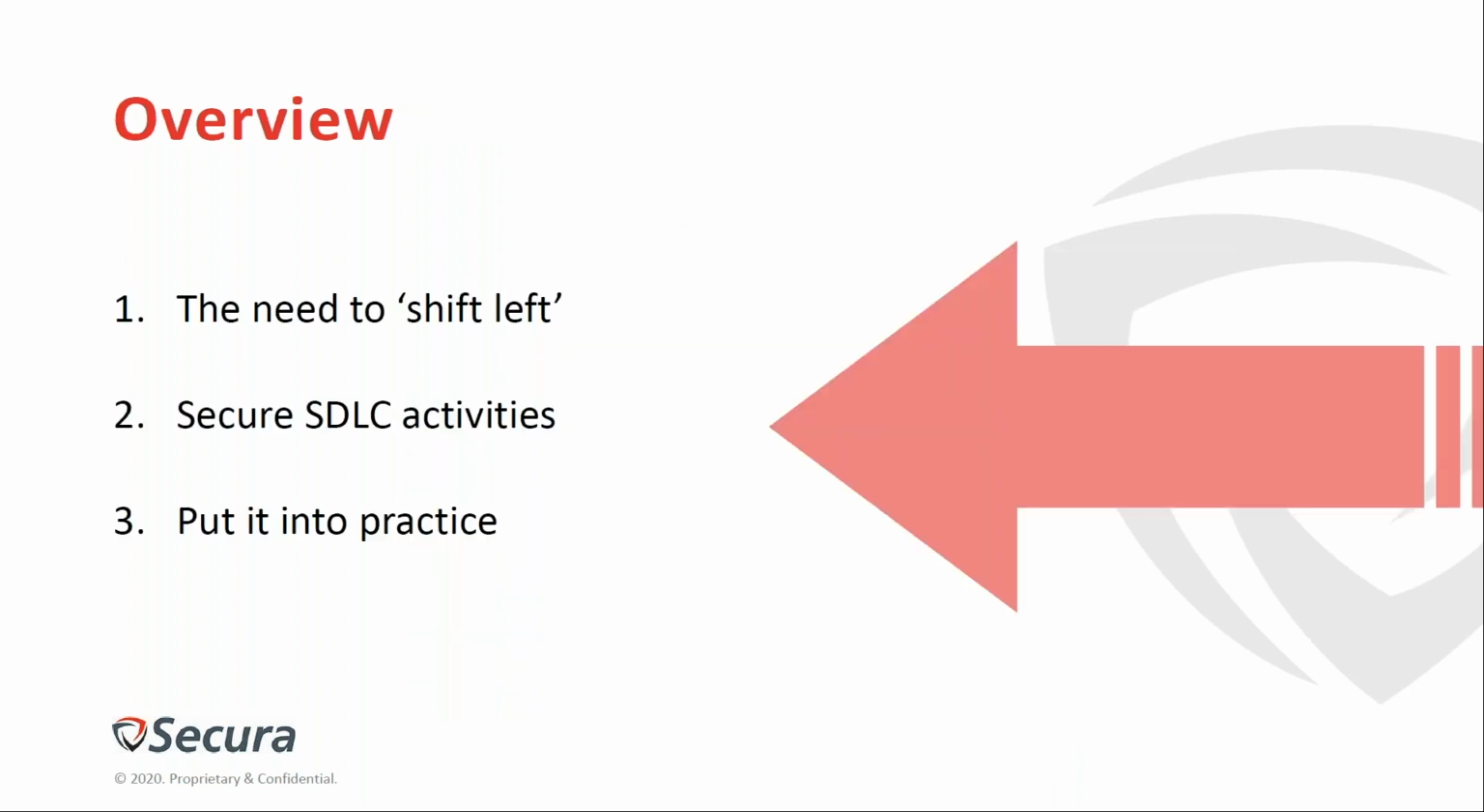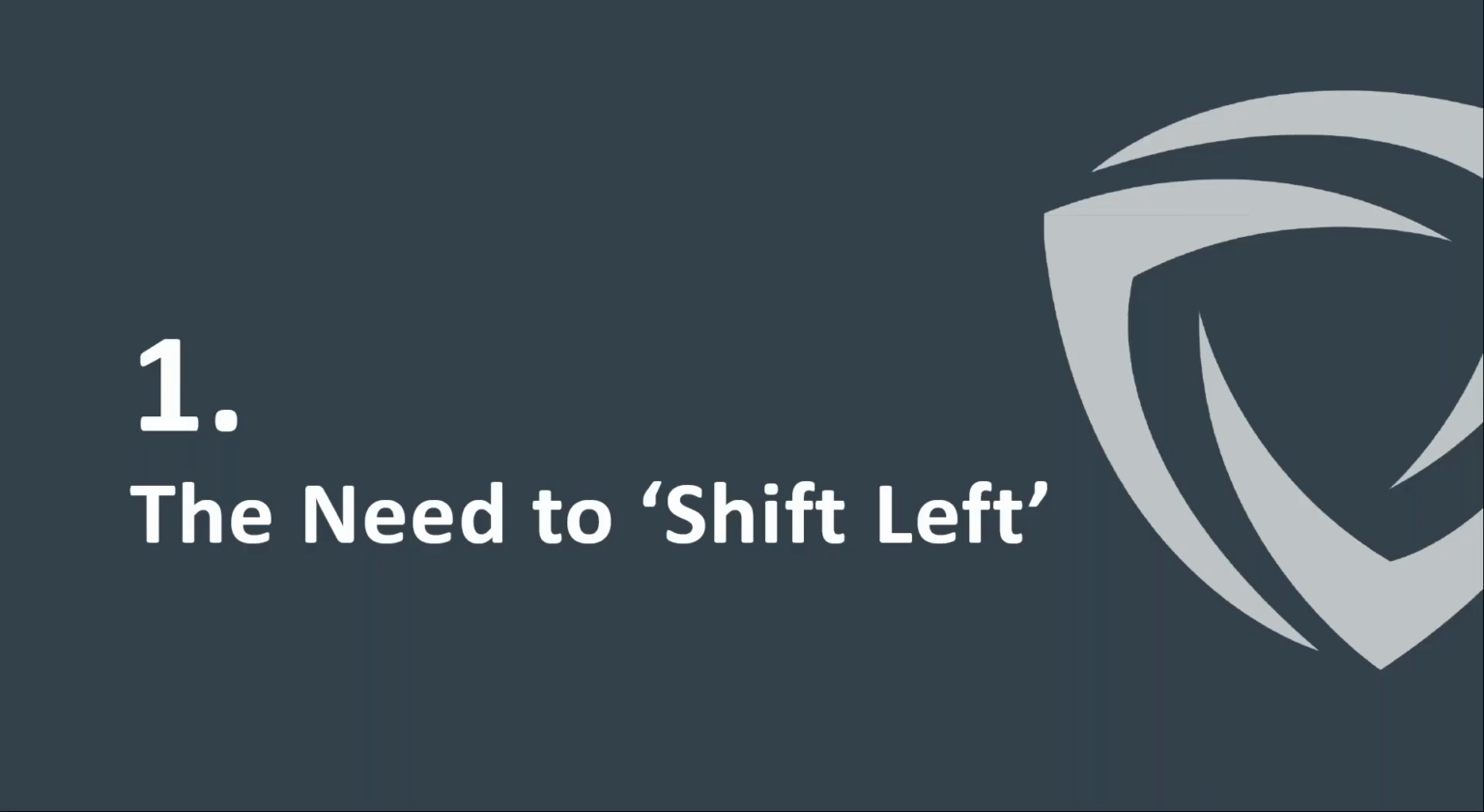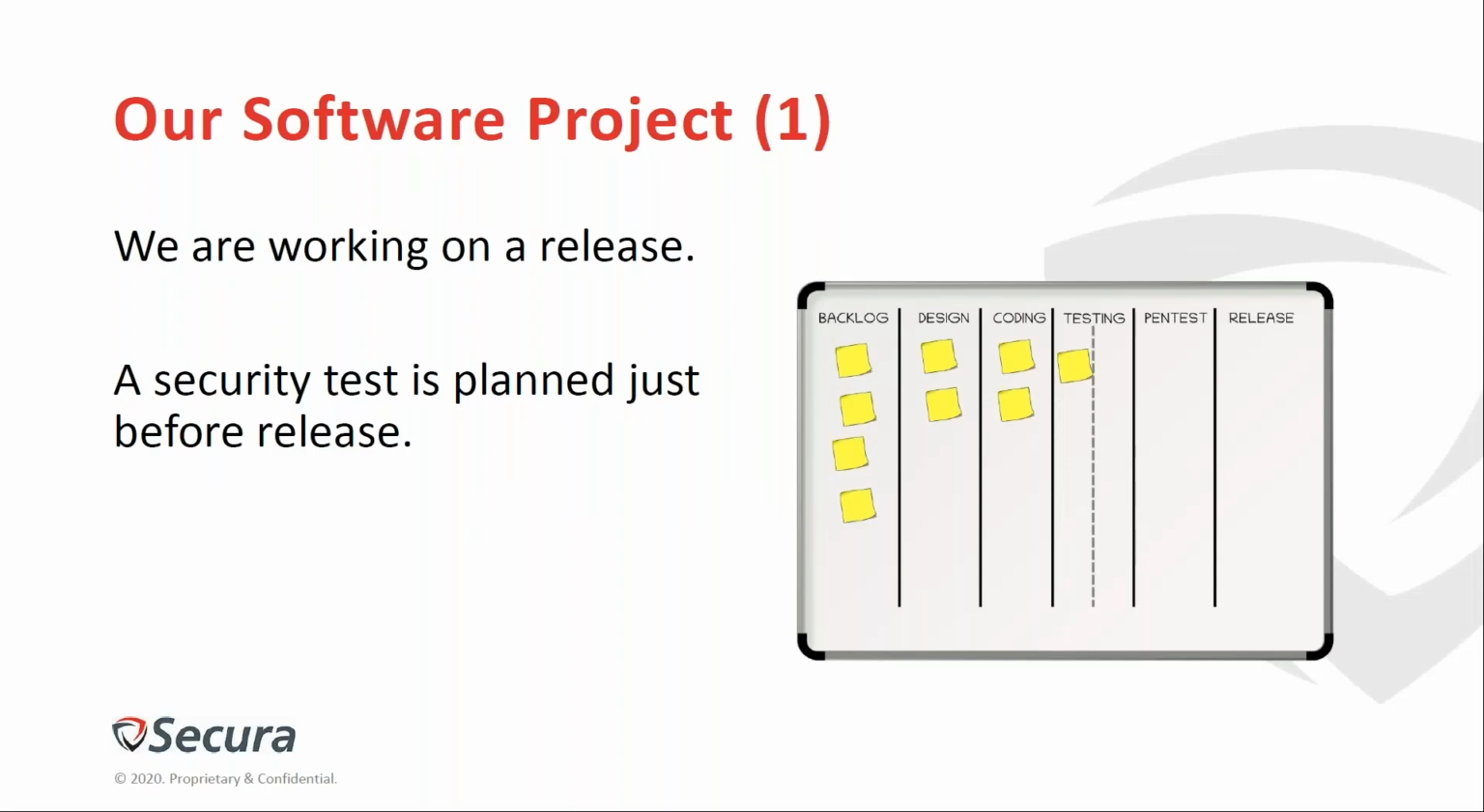Yes, thank you, Jalmar. So let's talk about shifting left. What is it and why do we need it? We will look at some activities that are part of the secure software development lifecycle. And finally, we will see how to get started. So let's say we are working on a typical software project. We have our stories that flow from our backlog to a design phase, a coding phase, and a testing phase. And just before the release, we have planned a security test.